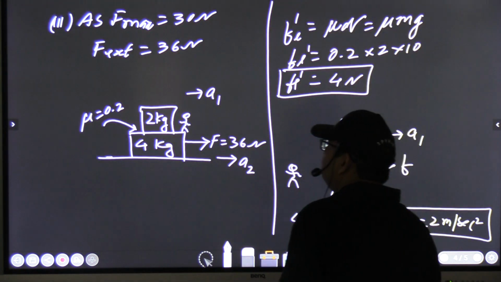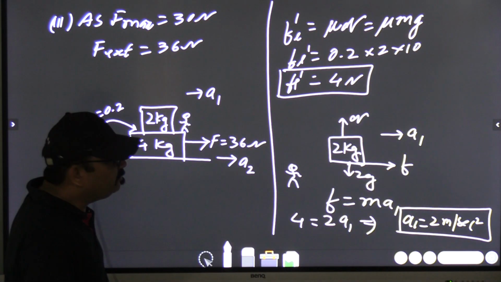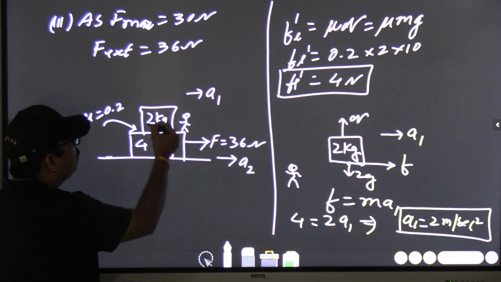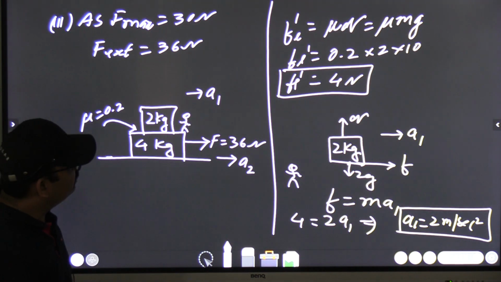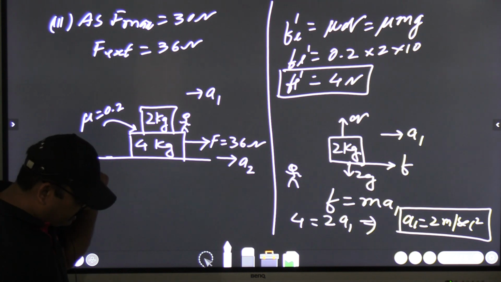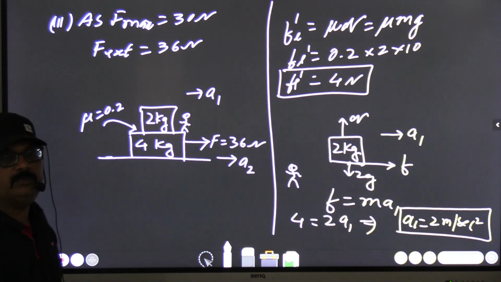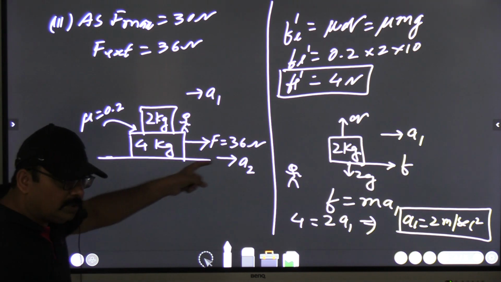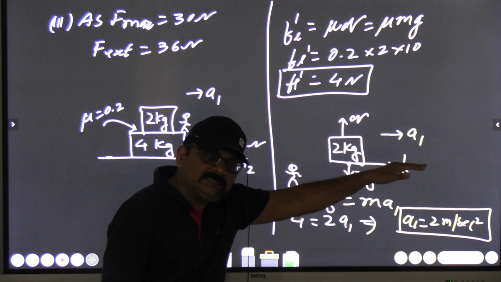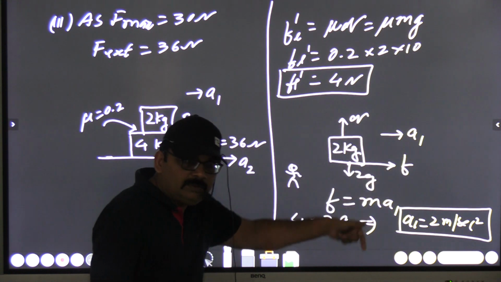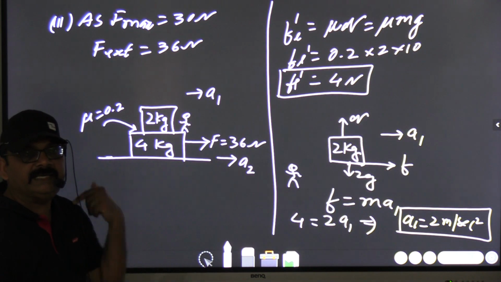Now what about the lower body? Once again, see the diagram. I am asking the question, what will be the direction of the friction exerted by the upper block on the lower block? In backward direction or in forward direction? Since friction follows the action-reaction phenomena, the frictional force exerted by the lower block on the upper block is in forward direction. This is action. What is the reaction? The friction exerted by the upper block on the lower block is in backward direction, right?